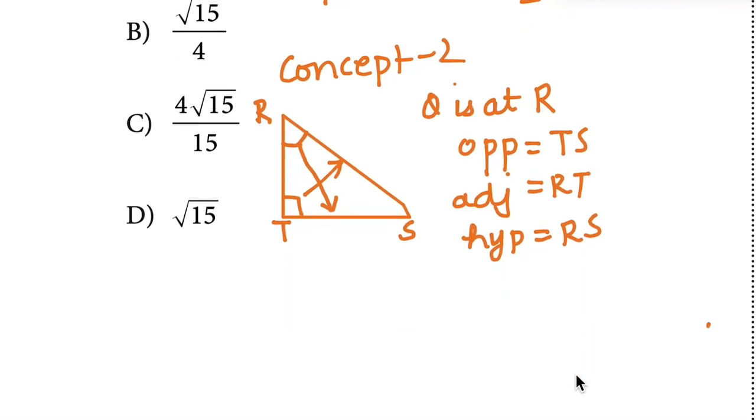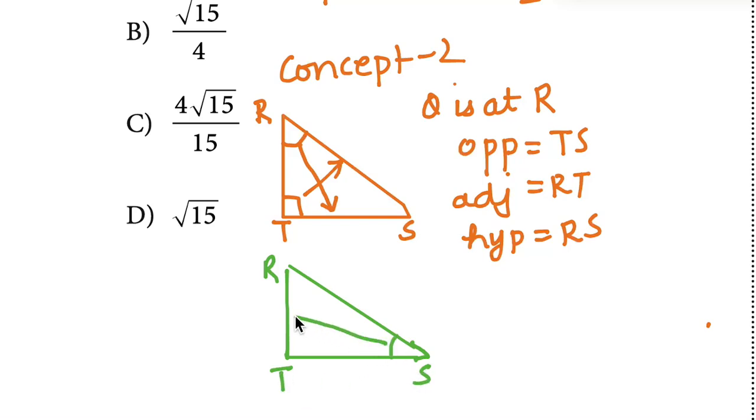Now what if theta is at T? So let's draw another triangle. Oh, sorry, theta is at S. I'm sorry, theta cannot be at T, at the right angle. So if theta is at S, in that case opposite is RT. This is the main concept in trigonometry, right? We generally make mistakes at this point, that where the theta is, opposite and adjacent are considered accordingly. So here opposite is RT and adjacent is TS.